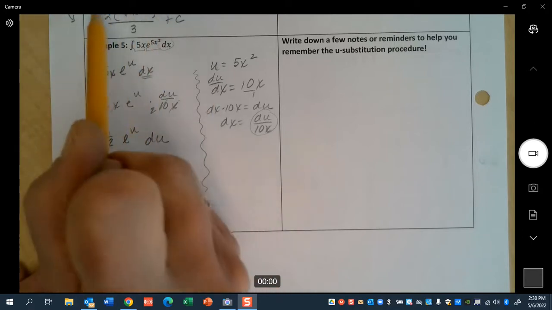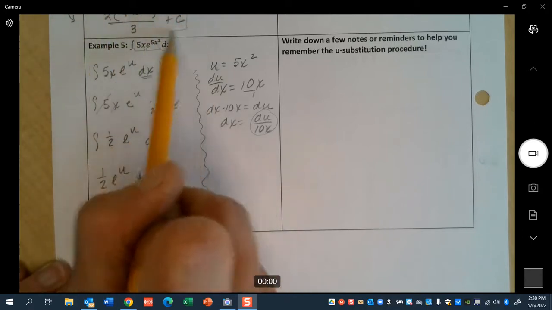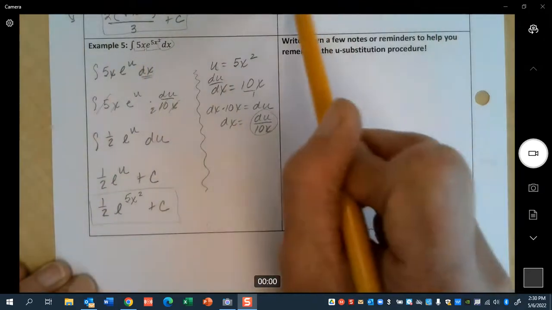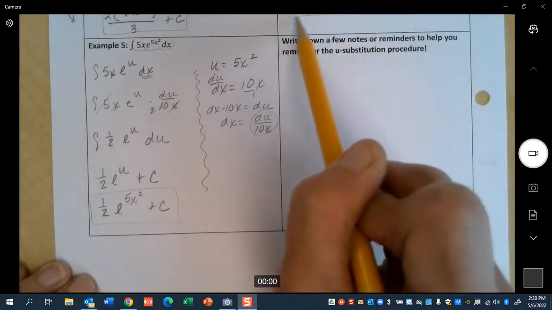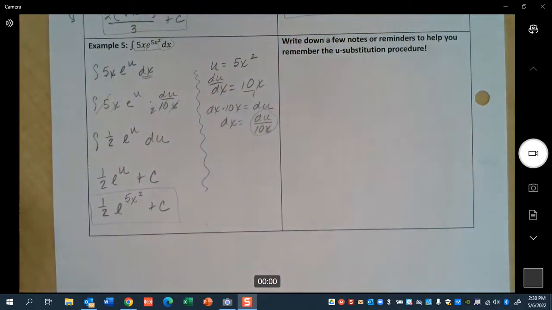All right, I want you to take a minute and process. I want you to write some notes to yourself, things you want to make sure that you remember for u substitution, things to keep in mind.